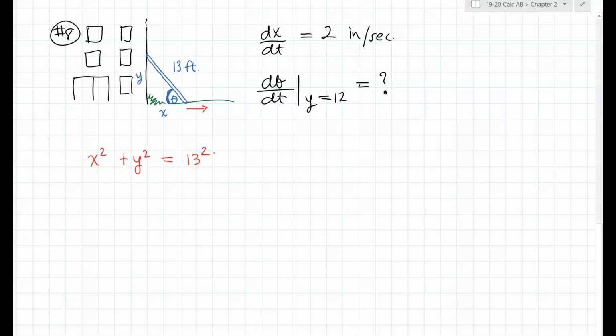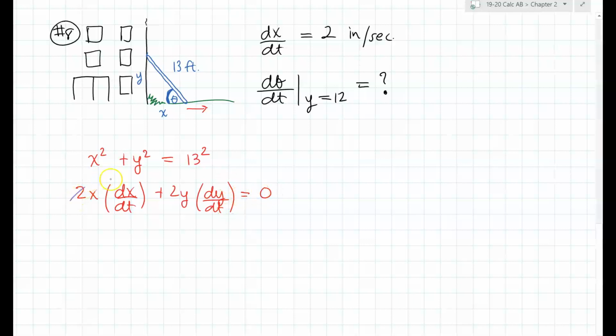Remember, I am plugging in a 13 right now because it is a constant ladder. They didn't say that it changes. It's not like one of those little giant ladders that they sell now that it can be 5 feet, 12 feet, 18 feet, right? It's 13 feet, they said. So we're going to take a derivative. So that's 2x dx/dt plus 2y dy/dt is equal to 0.